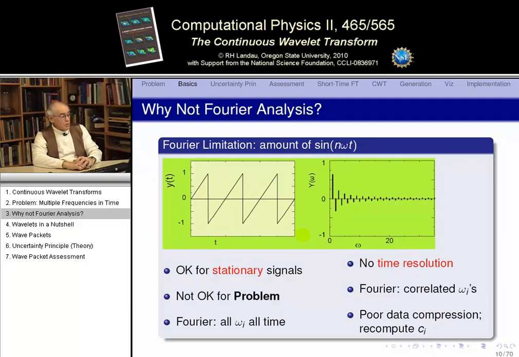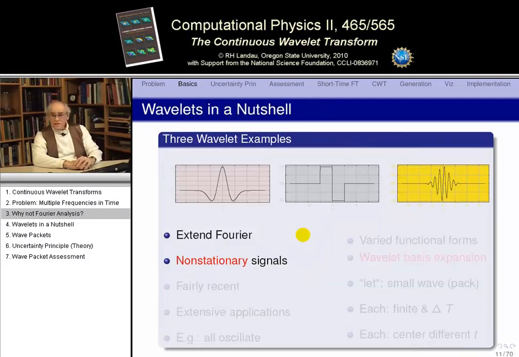Likewise, we don't want to recompute the Fourier components each time you change the analysis, so we need a data-driven, model-independent analysis, and that's what wavelets do. So let's get on and begin to look at wavelets. Please look at slide 11.